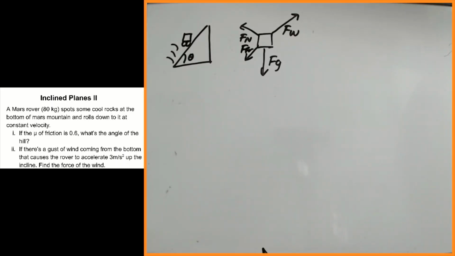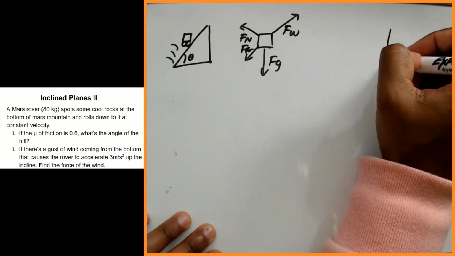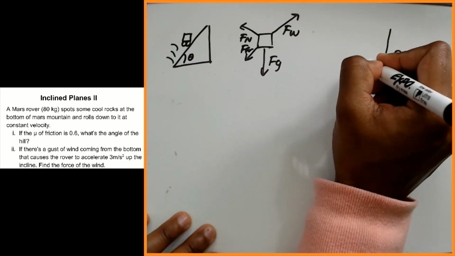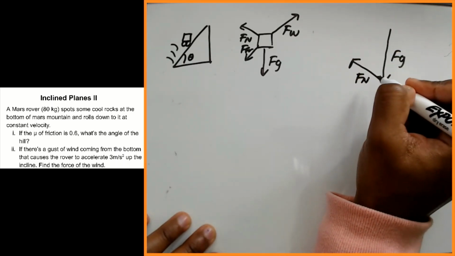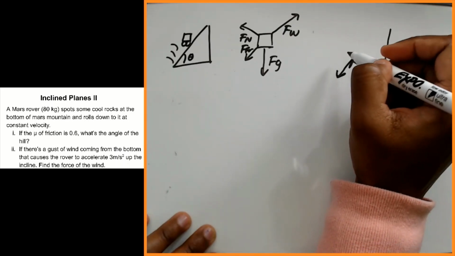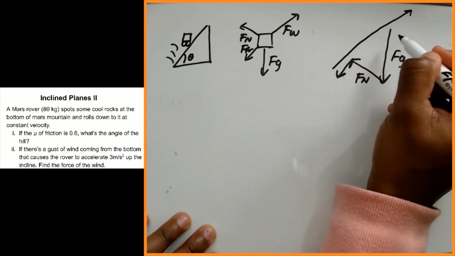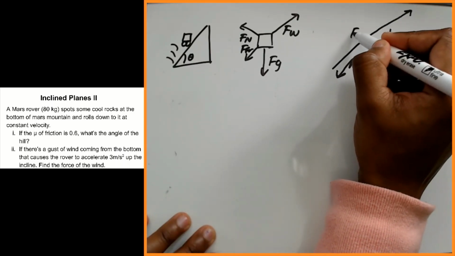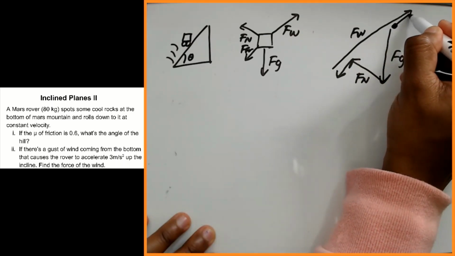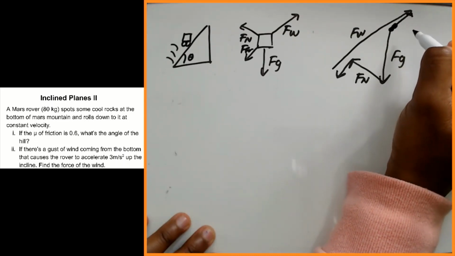All right, so now let's go ahead and draw our vector addition diagram. So if we draw Fg, just like before, pointing straight down, and you have Fn pointing this way, then remember friction is like this. And then we have the force of the wind, and remember it goes up the incline, so it's going to go past this point over here. And then we have the Fnet force over here that connects with the tail of the Fg vector and then the head of the F wind vector.